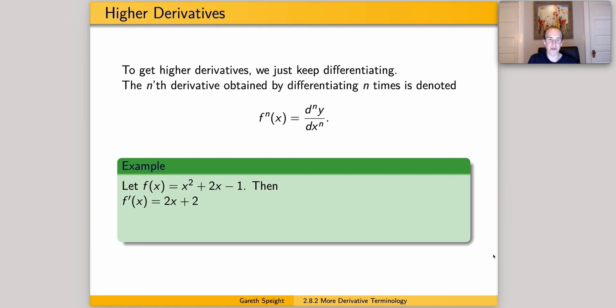And now you could check again with the limit definition, or you could notice that this is the equation of a line that has slope 2. So the derivative of that is going to be 2. So the second derivative of f is 2, right? The second derivative of f is the first derivative of f prime.